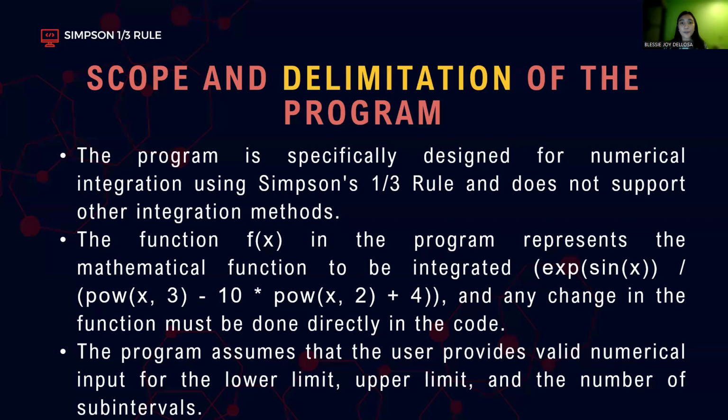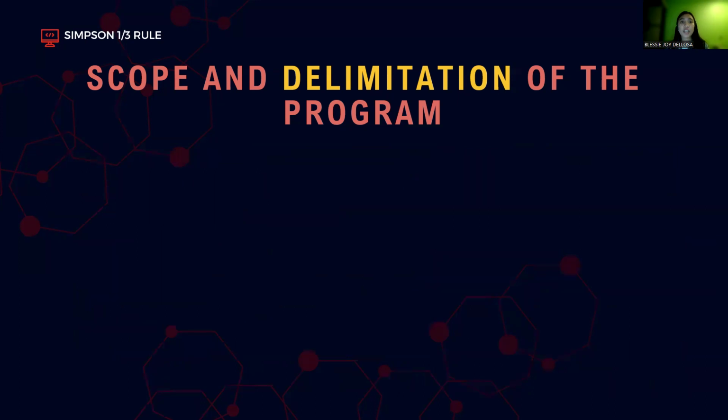Next, the program assumes that the user provides valid numerical input. Again, just like in the Regula-Falsi, the program assumes that the lower limit, the upper limit, and the number of subintervals that you have input are indeed correct. So it does not handle cases where non-numerical or invalid input is provided.